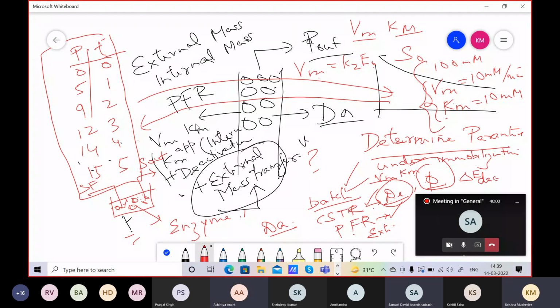So since we have to define the parameters under immobilization condition, Vmax and Km, we need to get these values: P and T, 0, 5, 9, 12, 14, 15 and time 0, 1, 2, 3, 4, 5. So will you give these values or we have to? No, I think I don't want to give it. There is a reason I don't want to give it.